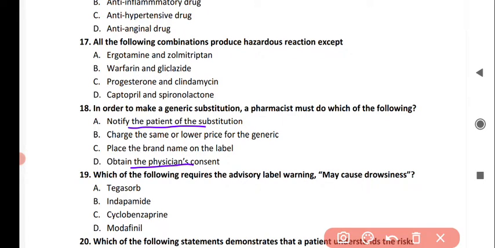In the answer key, option A was given, that is notify the patient of the substitution. That is totally correct. There is also one other statement, that is obtain the physician's consent. I have also read that this statement can be correct in certain circumstances, but not for all circumstances. So the most appropriate answer would be option A, that is notify the patient of the substitution.